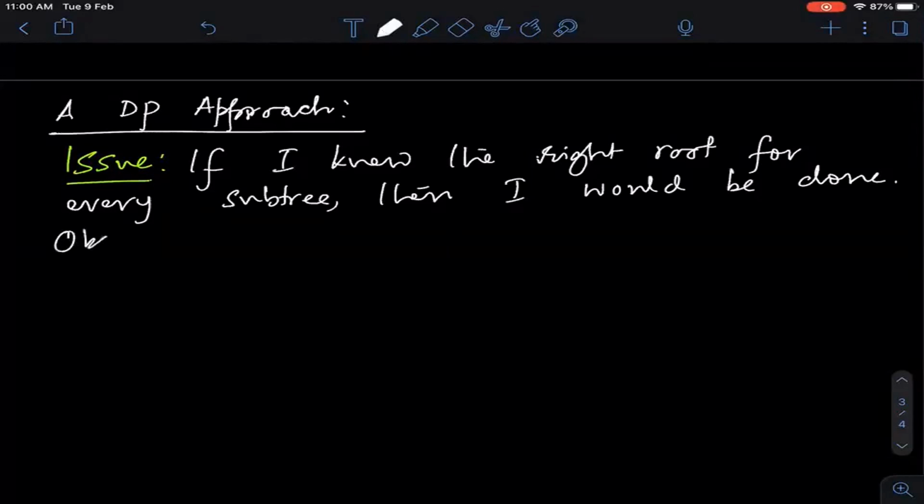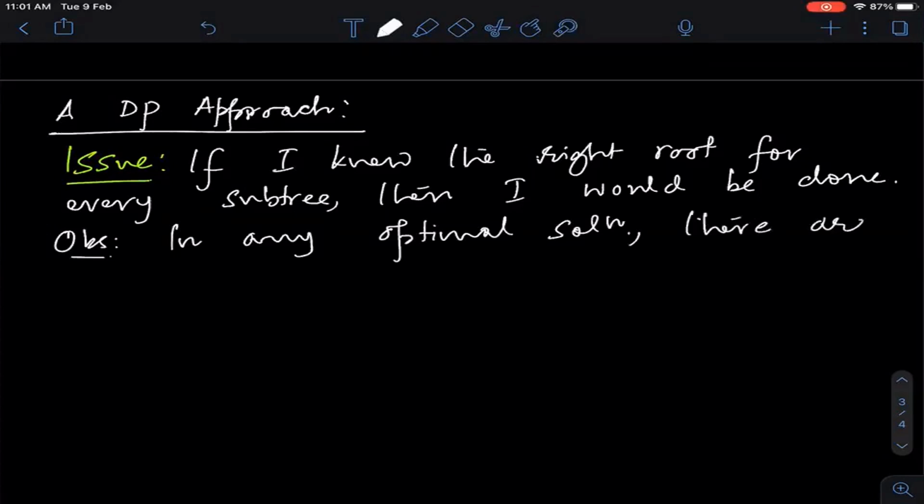So observe that in any optimal solution, there are only n possibilities for the root.